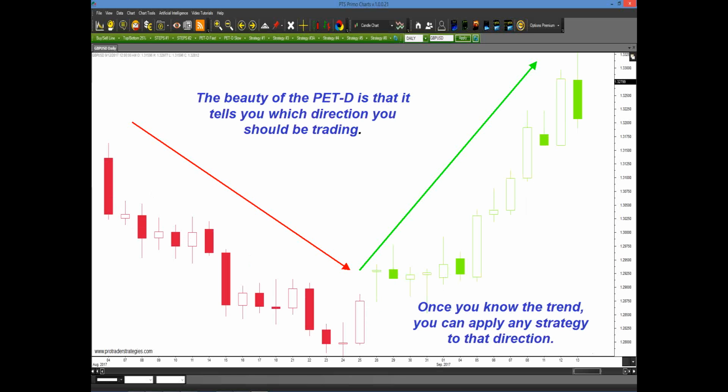And once you know the trend, you can virtually apply any strategy, any method, any technique. It can be one of the ones I teach you in the course in the college, or it can be one of your own. And you can apply it to that direction. You will increase your odds for consistency.